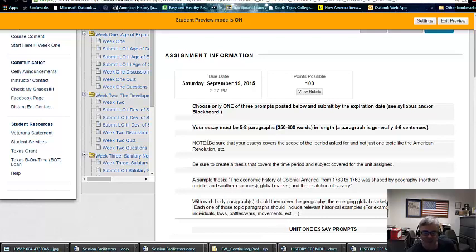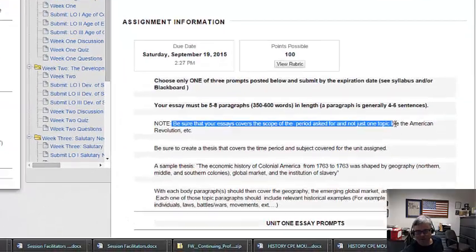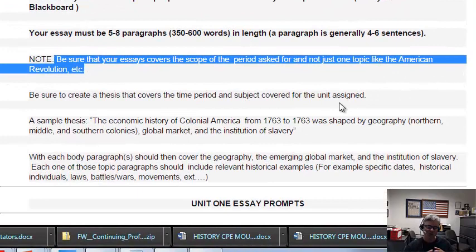Note B, be sure that your essay covers the scope and the period and not just one of the topics like the American Revolution, etc. Right? And so what I'm getting at there is that this covers the entire unit. So you don't want to focus on just one lecture. You want to make sure your response to the essay prompt is bringing in each lecture for that unit. So for this unit, we have the Age of Expansion, the Development of Slavery, Salutary Neglect, and the American Revolution. You want to be sure you touch on all of those lectures in this unit.